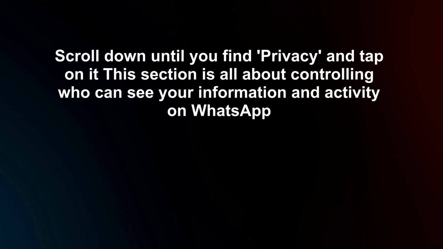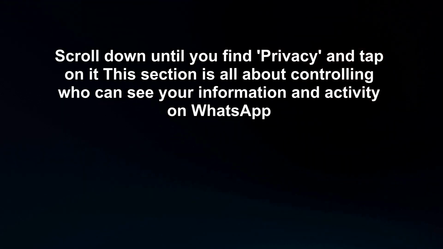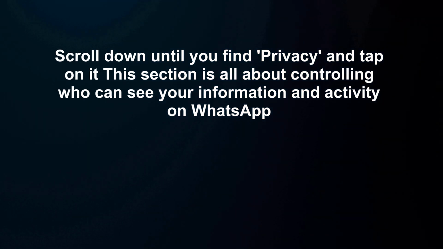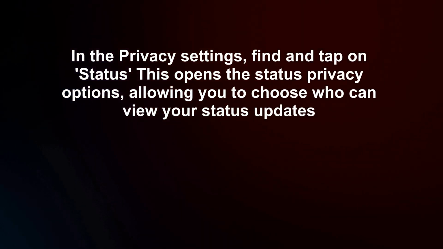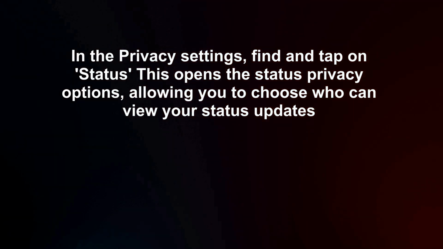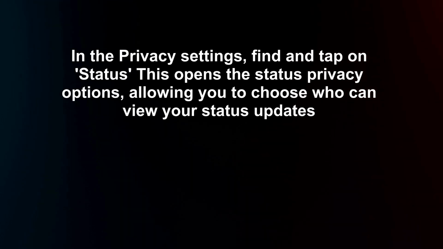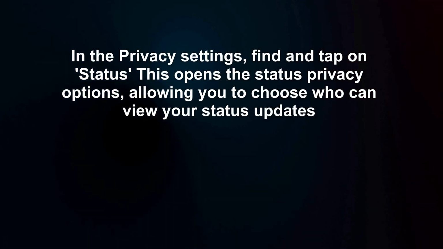Scroll down until you find Privacy and tap on it. This section is all about controlling who can see your information and activity on WhatsApp. In the privacy settings, find and tap on Status. This opens the status privacy options, allowing you to choose who can view your status updates.